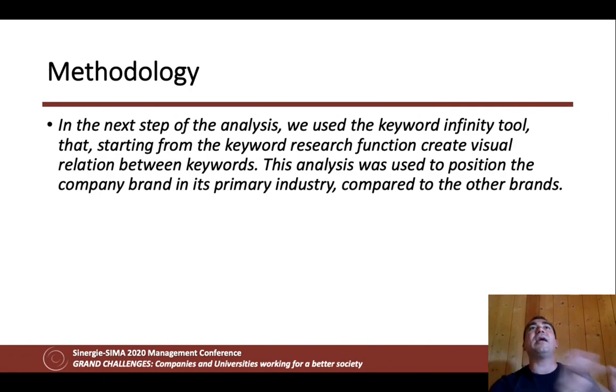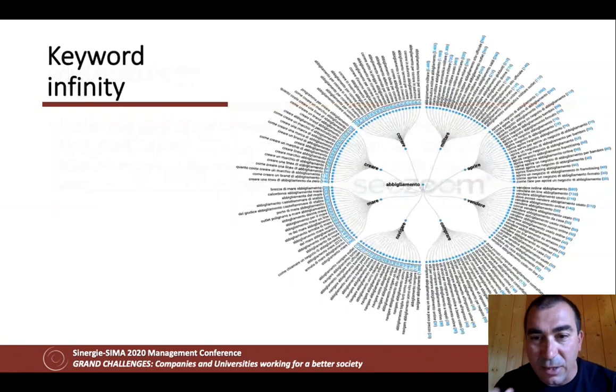So we have identified the most important keywords for every business area, and we gave those keywords to the keyword infinity tool made by SEOZoom. And SEOZoom suggested to us the most important relations between keywords. So basically, if I'm using a keyword, it's giving me the possible combinations of that keyword. So this is the result that you can see.